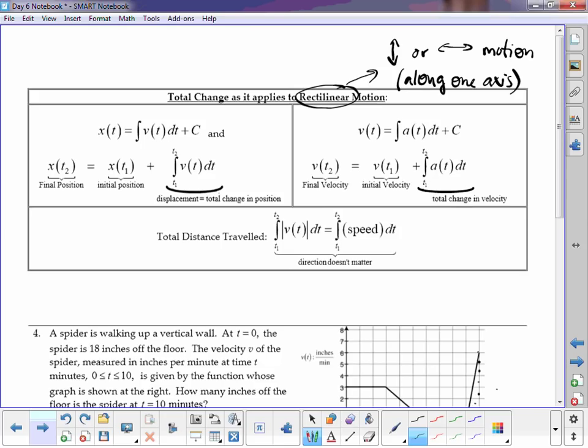For example, I have a bug crawling along a wire. That would be horizontal. A spider walking up a wall, that would be vertical. I'm not going to be dealing with where a bug crawls along a wire, then up a tree, and then around a pole or something like that. That's too many directions.